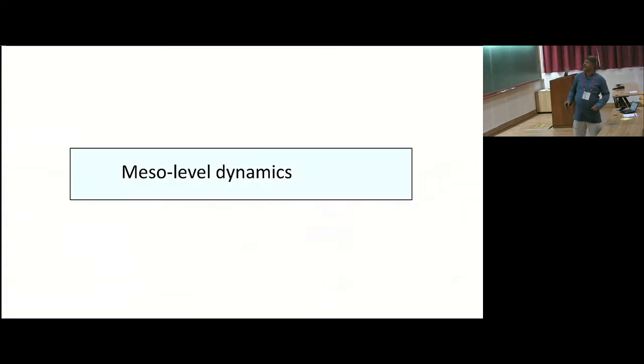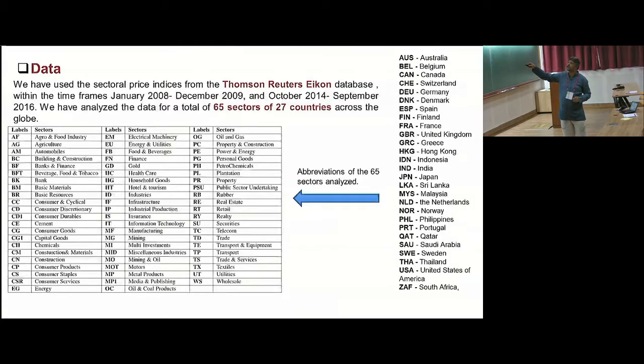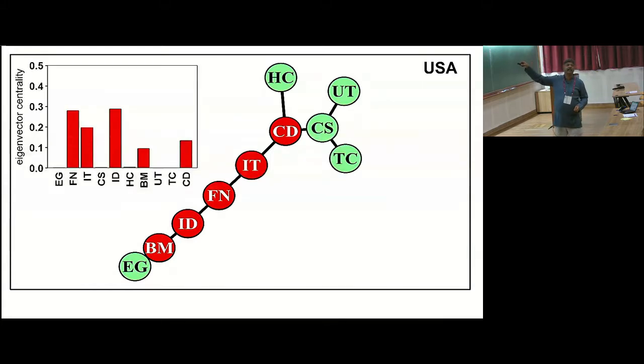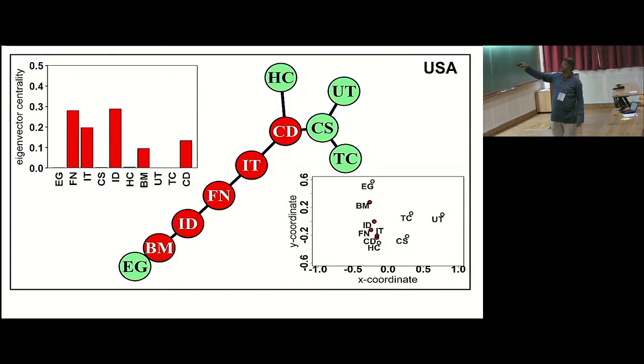Now, instead of these stock movements, I can also look at the sectoral indices. We looked at all these sectors across 27 countries and I made a minimum spanning tree. This is, for example, the USA. Then I use the eigenvector centrality to understand which sectors form the core and which are in the periphery. If I look at the multidimensional scaling map, these are the ones here, and these are the ones which are very dissimilar.